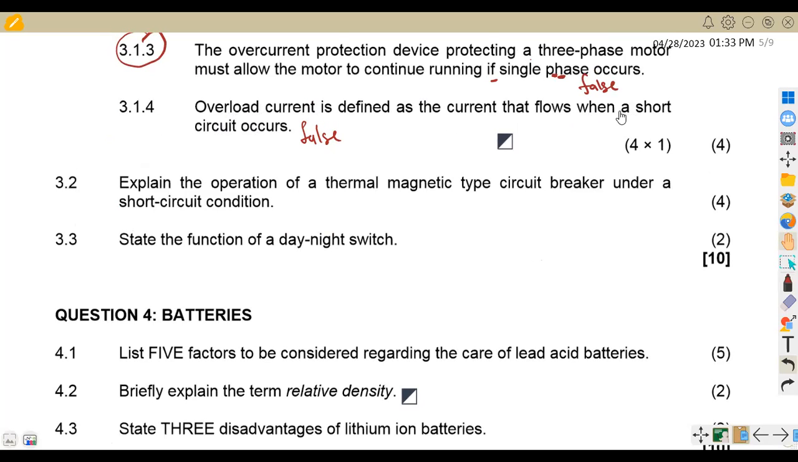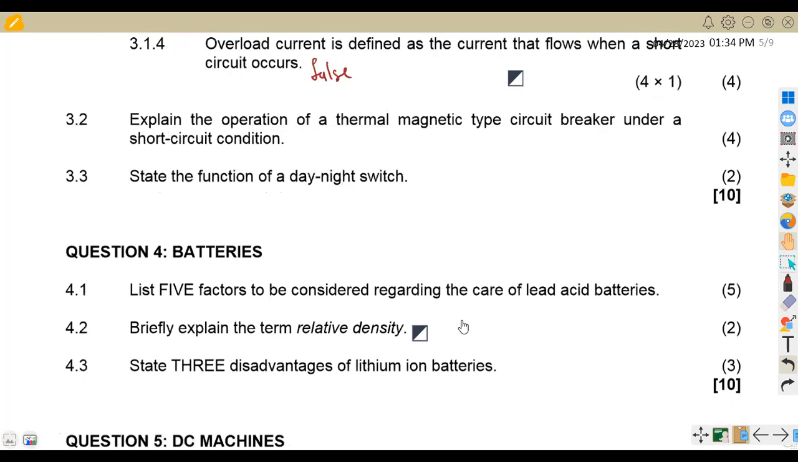Then a short circuit is a condition whereby we can have a short or any connection that is not proper. It's all about the connection. That is the one that affects a short circuit. The overload is about what you are putting there. Is it of the same rating, or is it more than the one that is required? Okay, so that is what we have in this case.